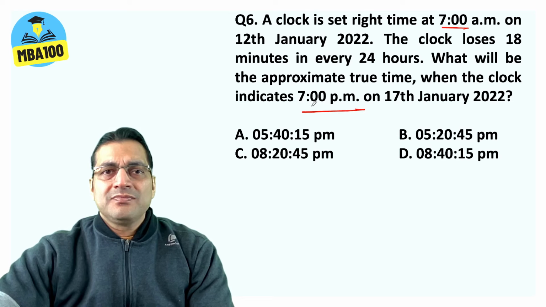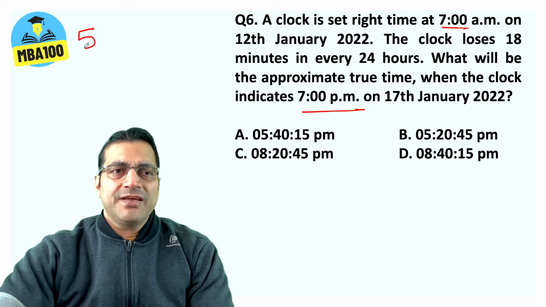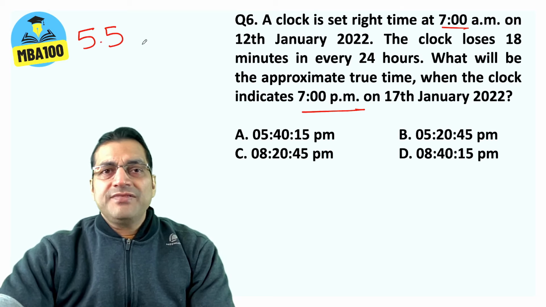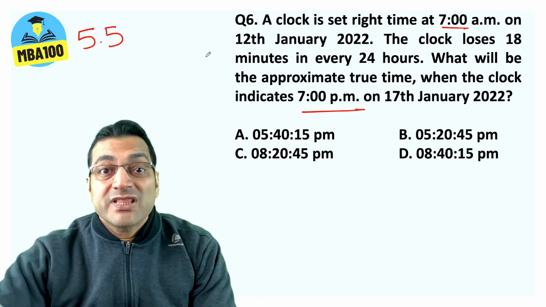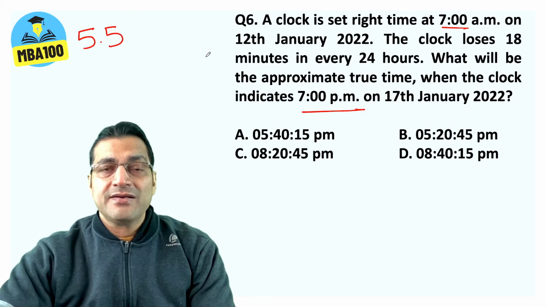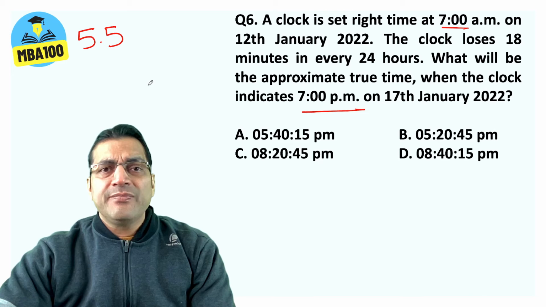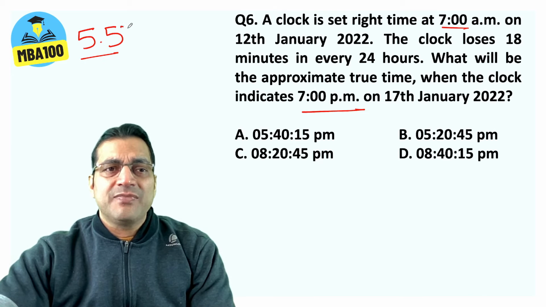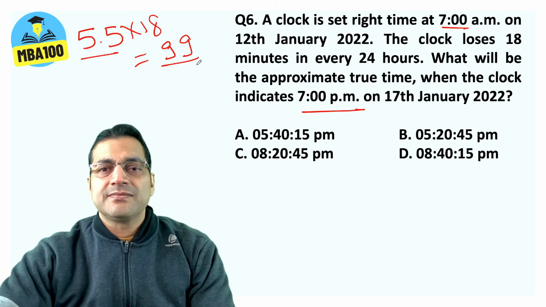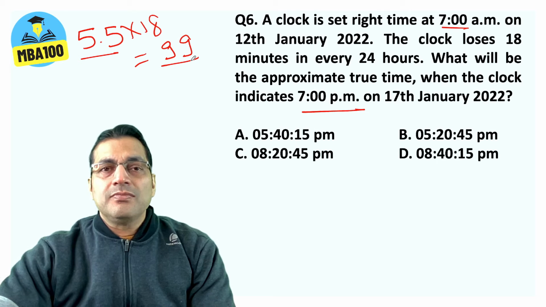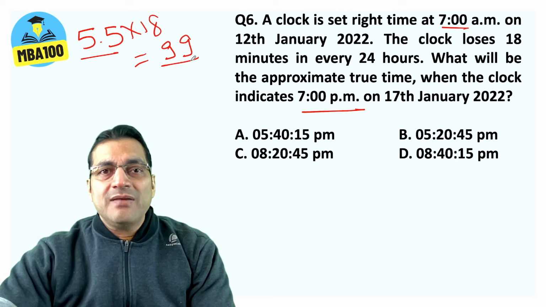Let's assume that this is all right. So how many days? 5.5 days. So let's put 5.5 here. If the time measured by this clock is 5.5 days, the actual time must be more than 5.5 days, not less, right? And this watch loses 18 minutes, not every hour, sorry, every day. So if it loses 18 minutes every day, in 5.5 days it must have lost 5.5 times 18, that is 99 minutes. So in fact, the actual time is not 5.5 days.